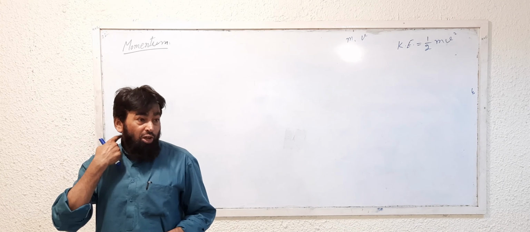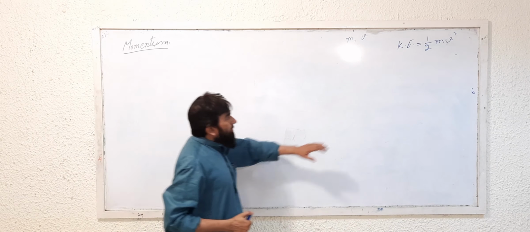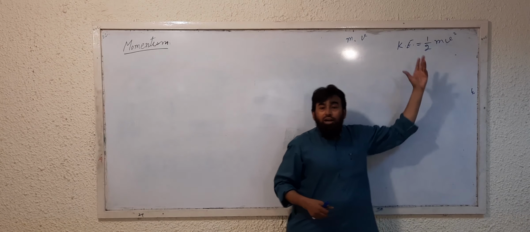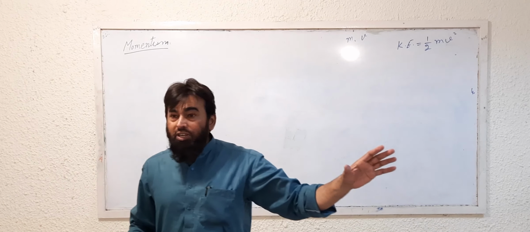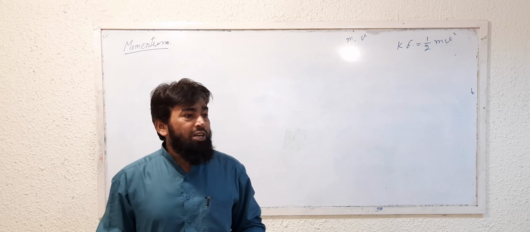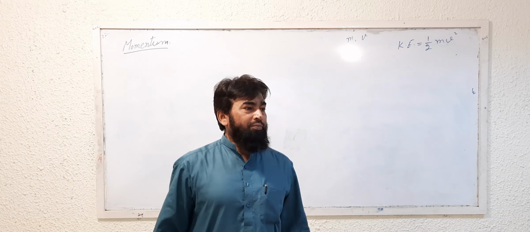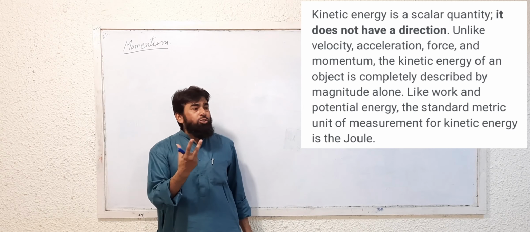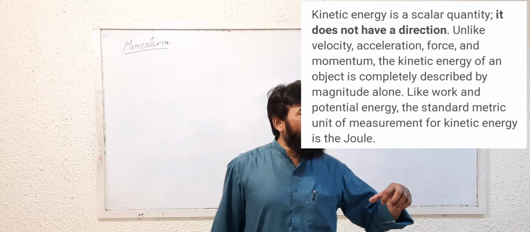Now, many of you are saying that velocity is a vector quantity, and velocity is part of the formula of kinetic energy, so kinetic energy must be a vector quantity. No. Why is it not a vector quantity? Because it is the energy possessed by a body. Whenever a body possesses energy, that energy doesn't have any direction. That energy is possessed within the body.